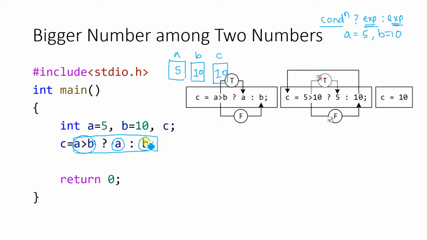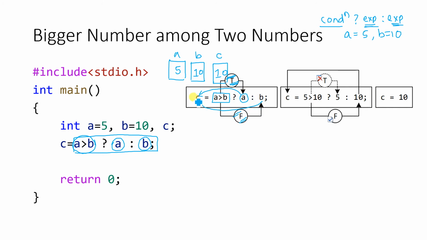So I am just replacing this one over here. Same thing I have written here, c is equal to a greater than b question mark a colon b. So this line says this is the condition. If this condition becomes true, so here I have mentioned true here, then a gets assigned to c. But if the condition becomes false, b gets assigned to c. Okay, so this is how it is executed.